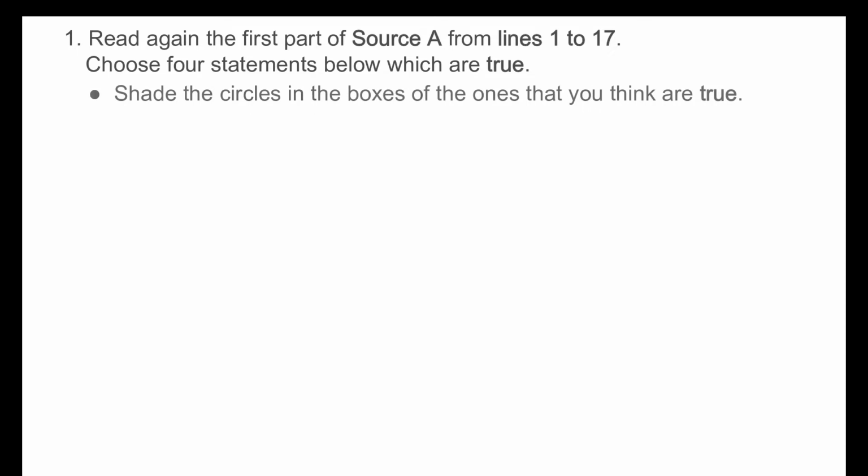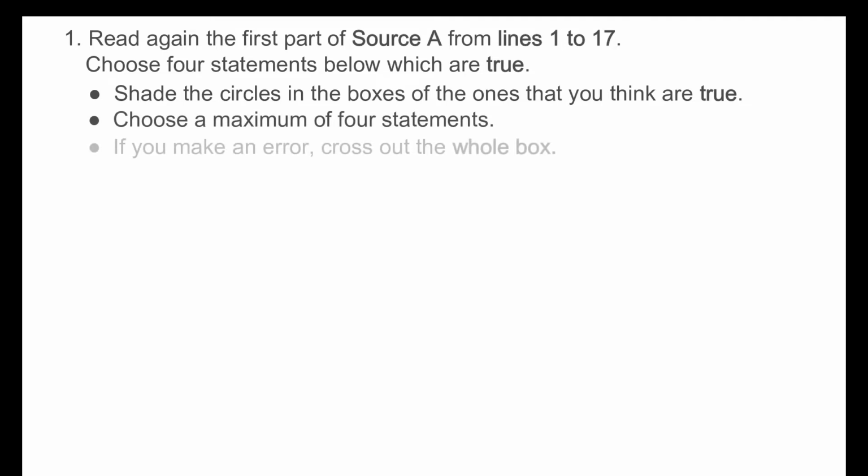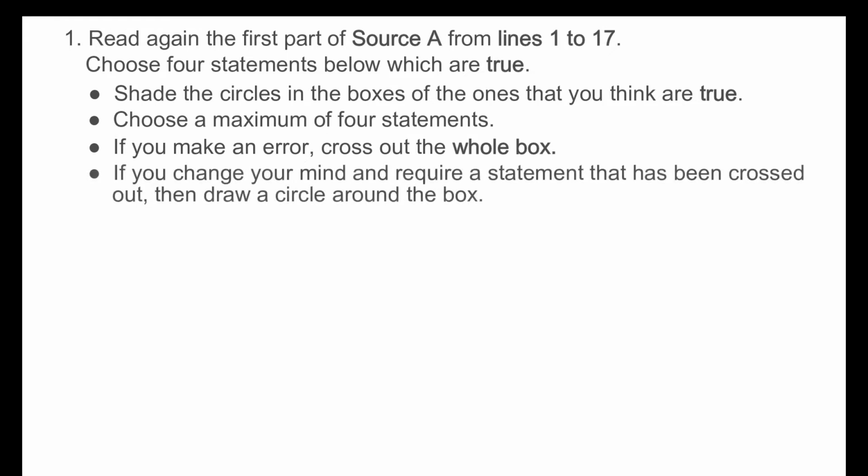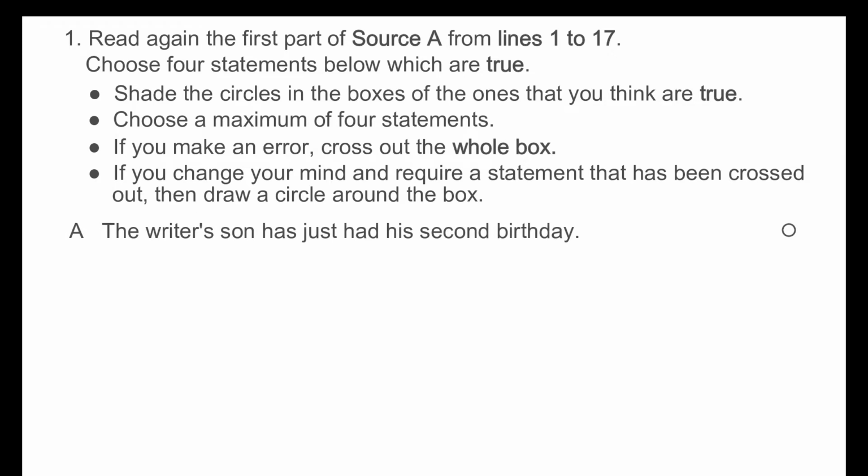So, question 1. Read again the first part of Source A from lines 1 to 17. Choose 4 statements below which are true. Shade the circles in the boxes of the ones that you think are true. Choose a maximum of 4 statements. If you make an error, cross out the whole box. If you change your mind and require a statement that has been crossed out, then draw a circle around the box.